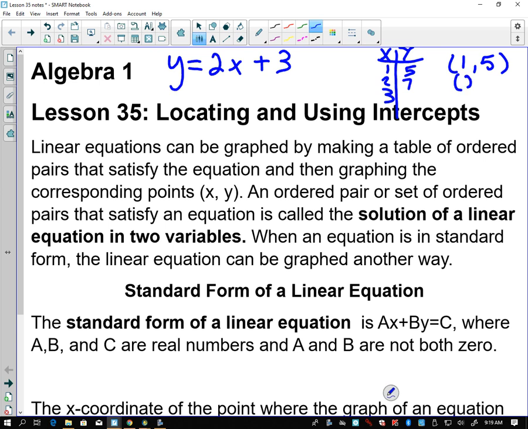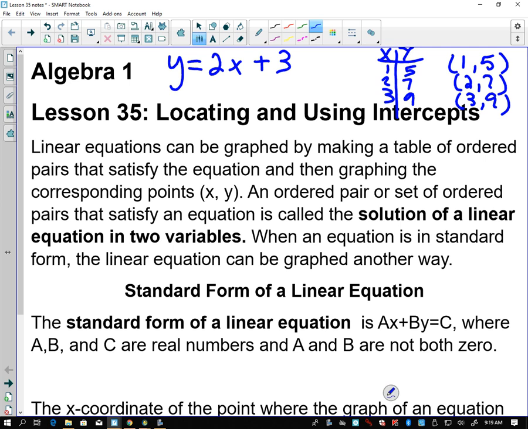so I could plot the coordinate pair 2, 7. And 2 times 3 is 6, 6 plus 3 is 9, so I could plot the coordinate pair 3, 9. Then I could connect all three of those points and I would have my line. So we're familiar with that method of graphing, just making a table of values.